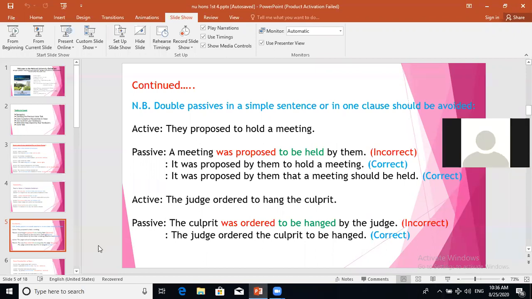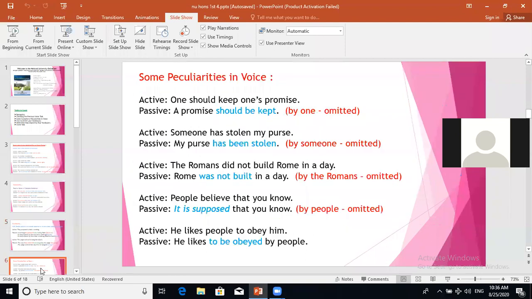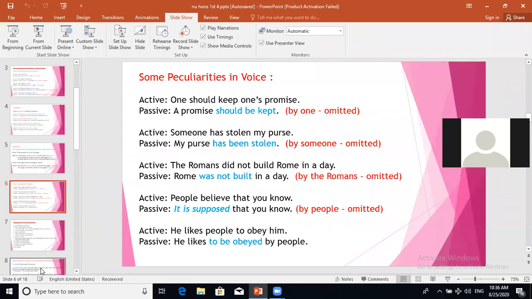Have you got it? Some peculiarities in voice. One should keep one's promise. These are exceptional, I mean different types of voice change actually. There are so many. I have picked up some for you. You can learn from any good grammar books. There are some other examples like these peculiar voice changes.